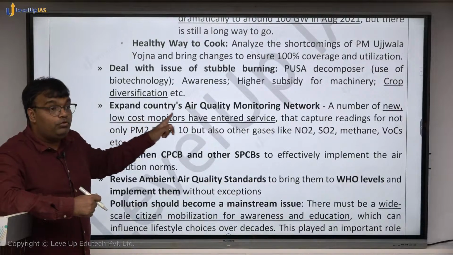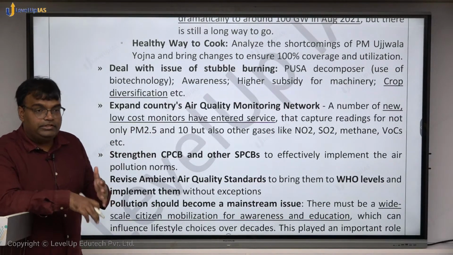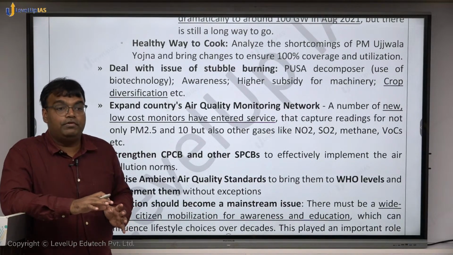Expand the country's air quality monitoring network. This is another challenge. See, what is happening is, in recent years our air quality monitoring network has increased.